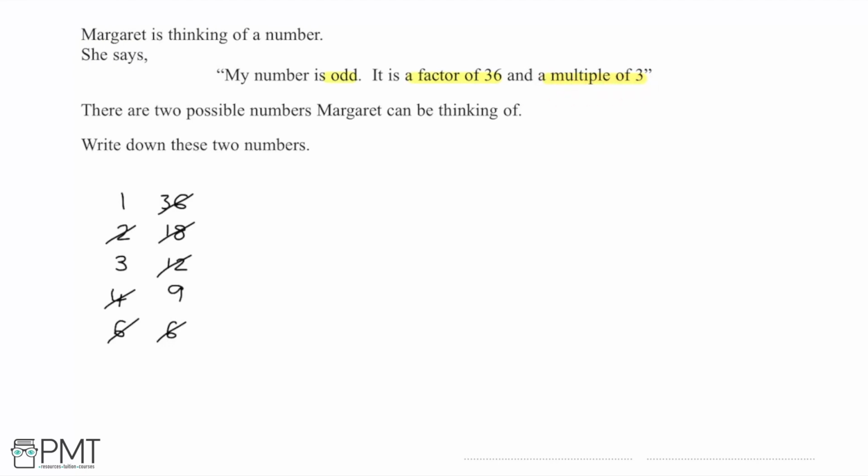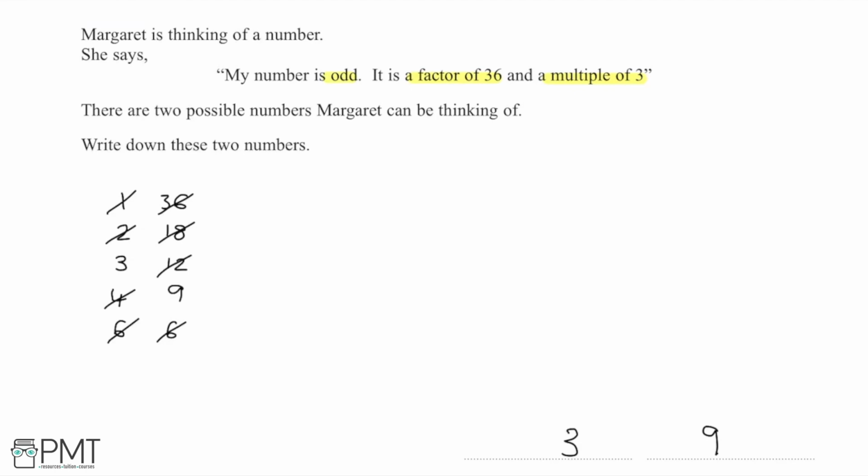Both 3 and 9 are a multiple of 3, however 1 is not. So I'm left with the two possible numbers here that are odd, a factor of 36, and a multiple of 3, and we have the answers of 3 and 9.